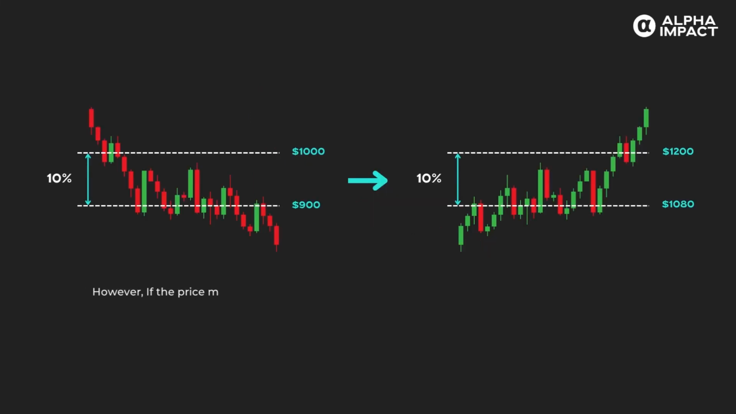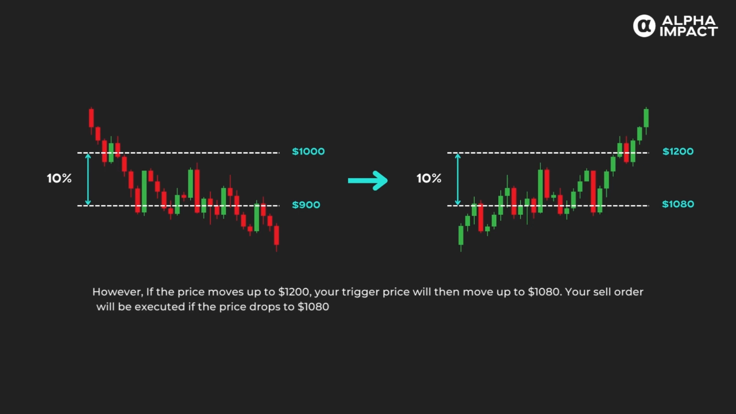However, if the price moves up to $1,200, your trigger price will then move up to $1,080. The sell order will be executed if the price drops below $1,080, even if the price falls below $1,002. Your trigger price will then remain at $1,080.